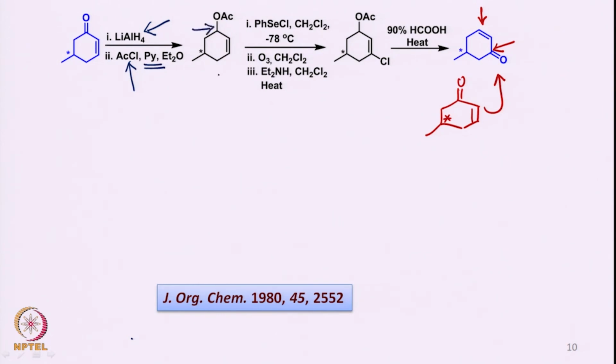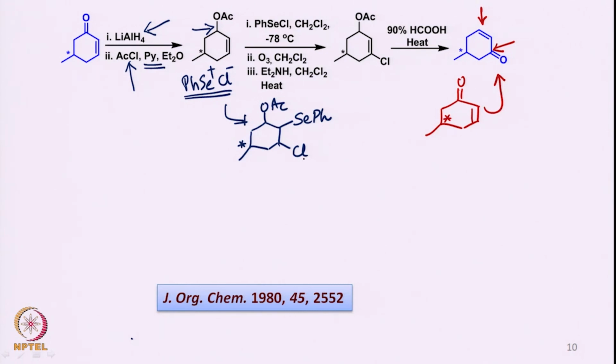When this allyl acetate is reacted with phenyl SeCl, what one forms is an intermediate of this type, with chlorine here and SePh. Essentially the double bond has interacted with PhSe plus and Cl minus to form this intermediate, where selenium comes in at this position and Cl comes in at this position.